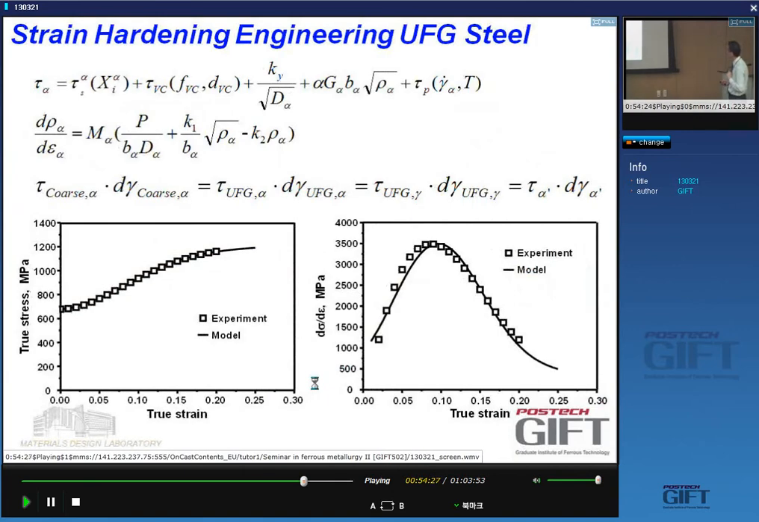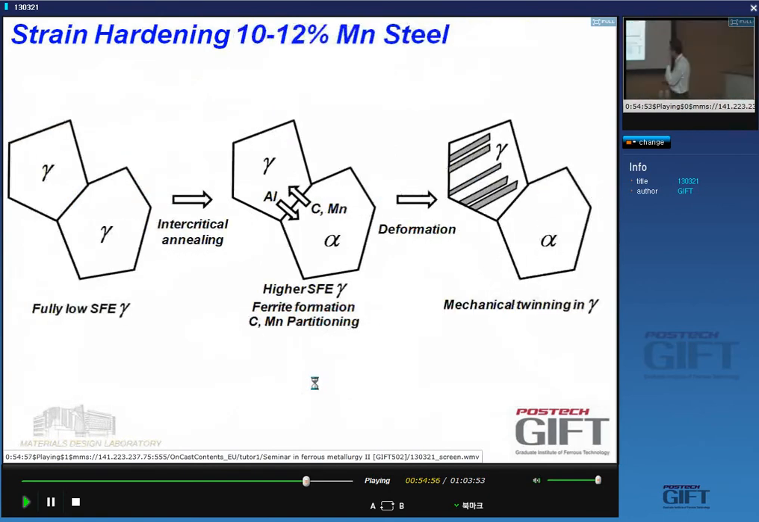Again, it's nice to have a little constitutive model for materials like this, because once you have that model, it allows you to switch processes on and off, change the stability of the austenite, see what that does, and change the composition of your steel and see what this does to your stress-strain curve. So this is an example here of experiments and model and the strain-hardening curve that we get in the case of this medium manganese steel. Now, so that's a solution that works.